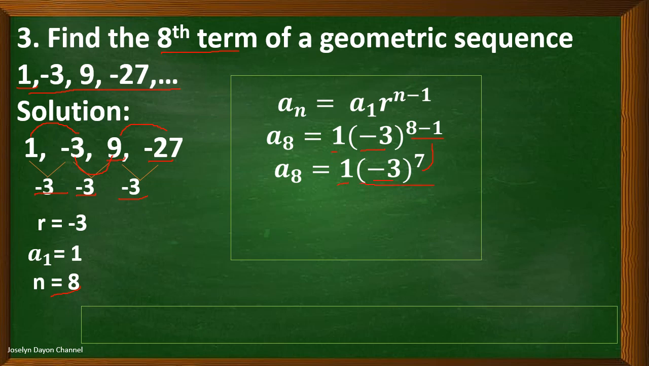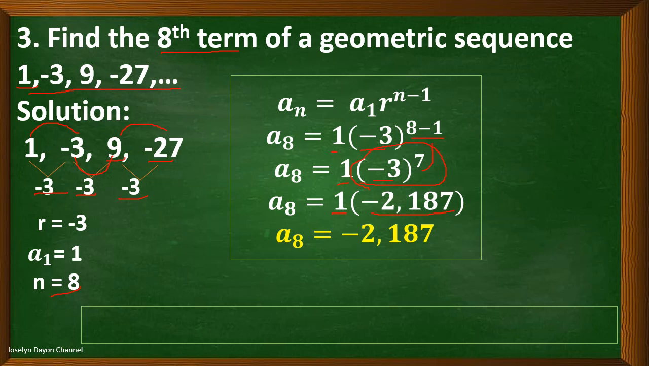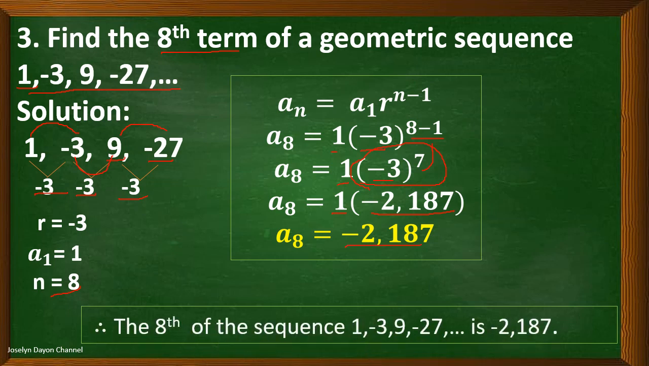Next, we have to simplify negative 3 to the power of 7. So negative 3 times negative 3 times negative 3, meaning we have to multiply negative 3 seven times. And if you have the calculator, you can make use of your scientific calculator. Just press negative 3, then exponent, then 7, then the equals. Then you will have negative 2,187. And it will be multiplied by 1. So the answer is negative 2,187. Therefore, the eighth term of the sequence 1, negative 3, 9, negative 27 is negative 2,187.